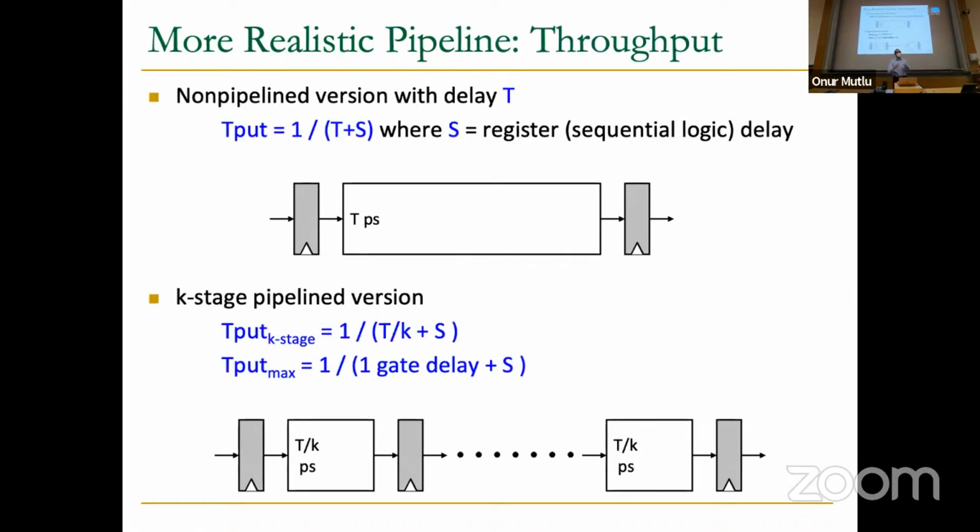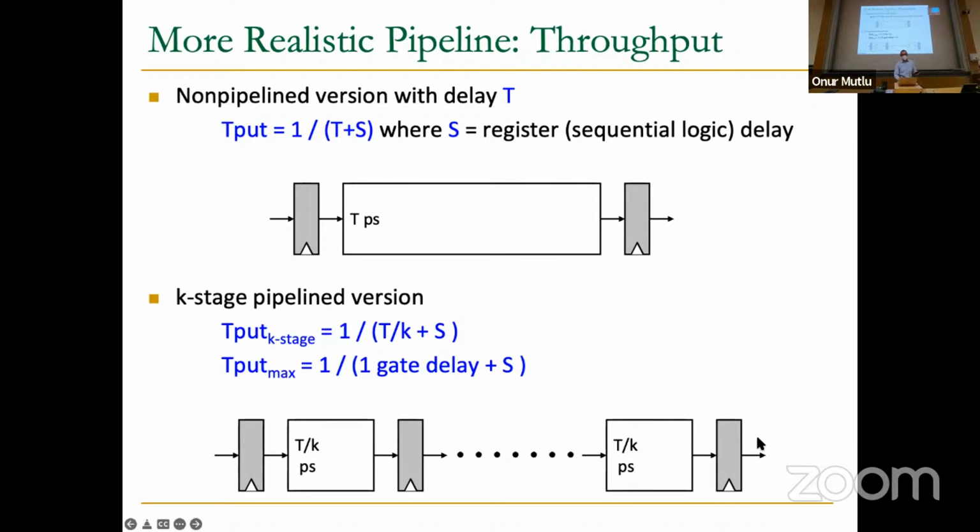So let's take a more realistic pipeline because of this. This is a non-pipelined version, as I said earlier. Throughput is not 1 over t, it's really 1 over t plus s. S is the register, the sequential logic delay. Remember the timing and verification lecture? Sequential logic has some timing delay, including the register hold and setup times, as well as clock skew, because this is synchronous. So you need to account for that.